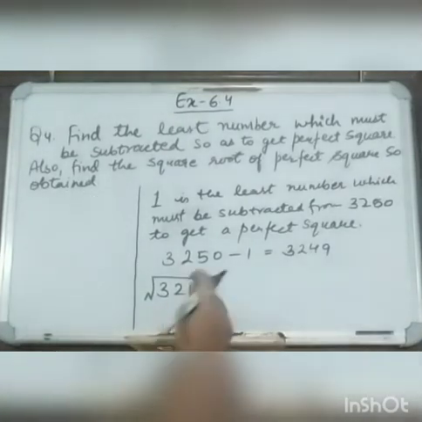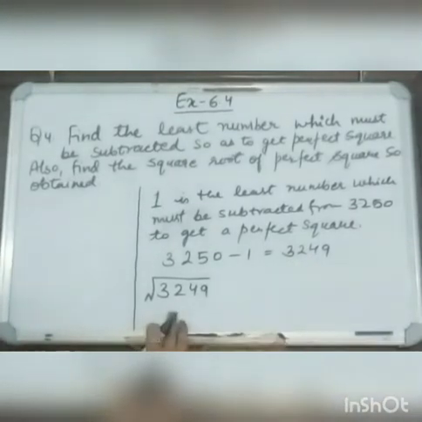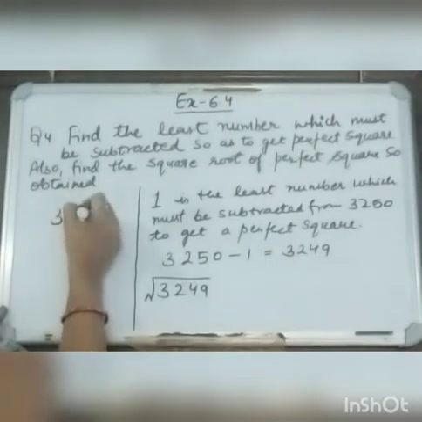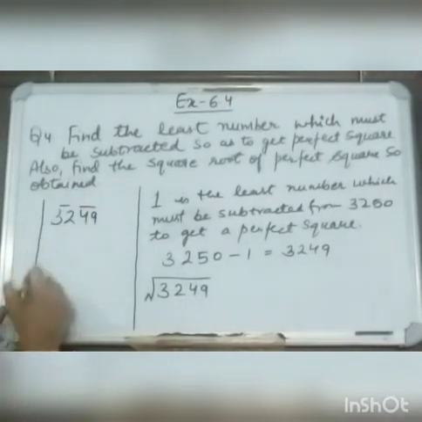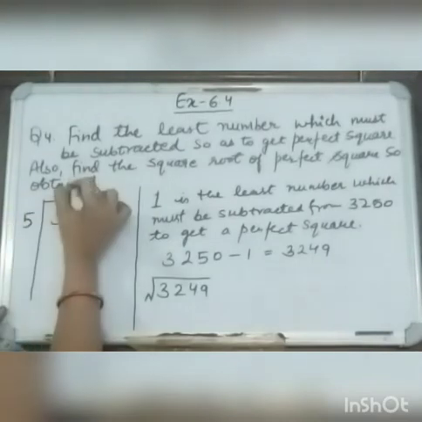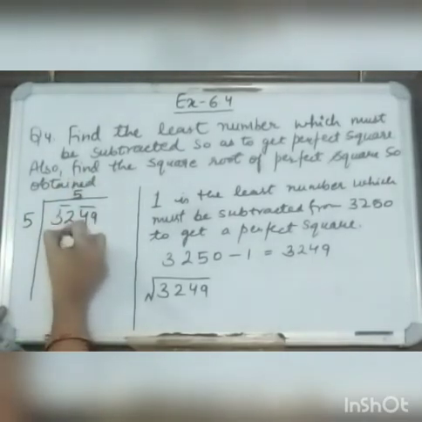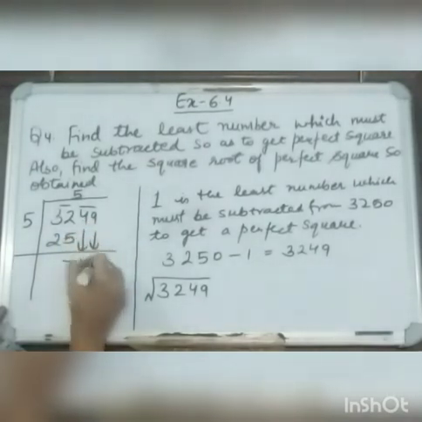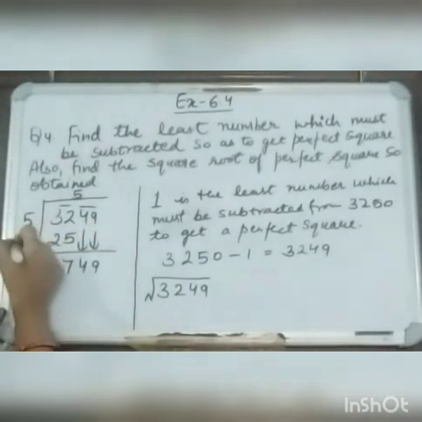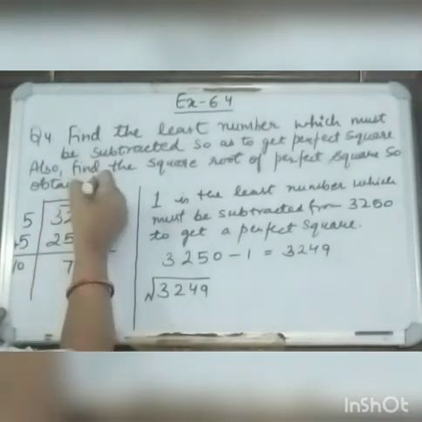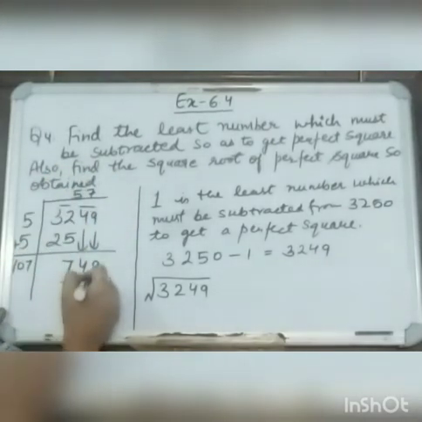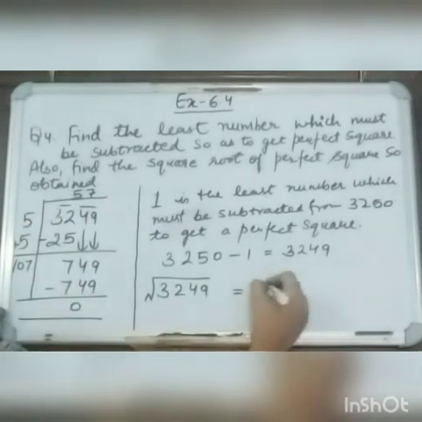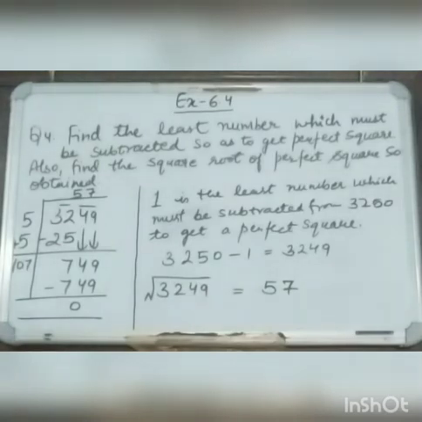Now see, beta. After getting the perfect square, its square root will remain 57. So let's check it. See here. 5 5s are 25. Okay. It will be 7 and 49 we will write here. Now 5 will be added, it will become 10. This is 7. 749. It is 0. So its square root will be 57.